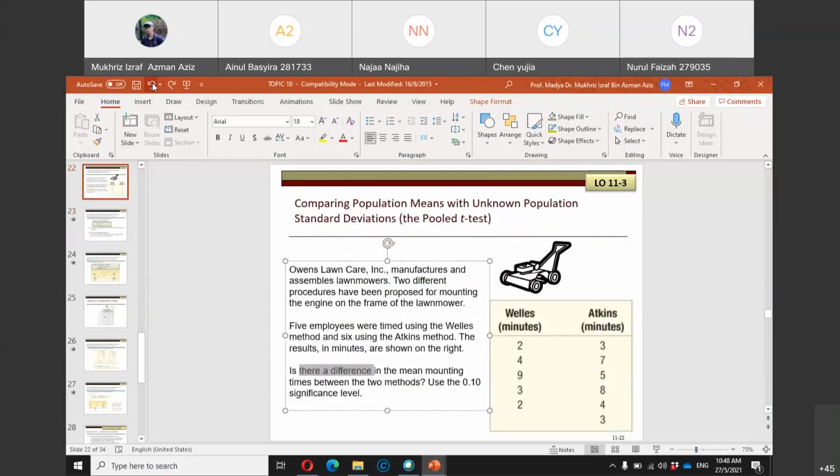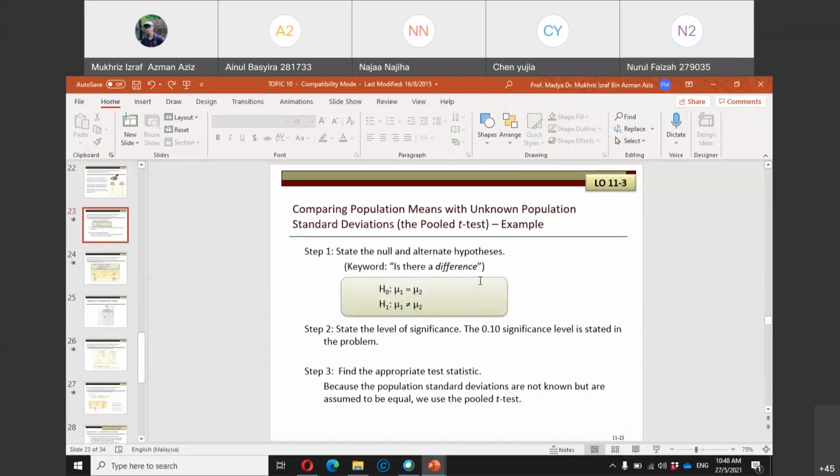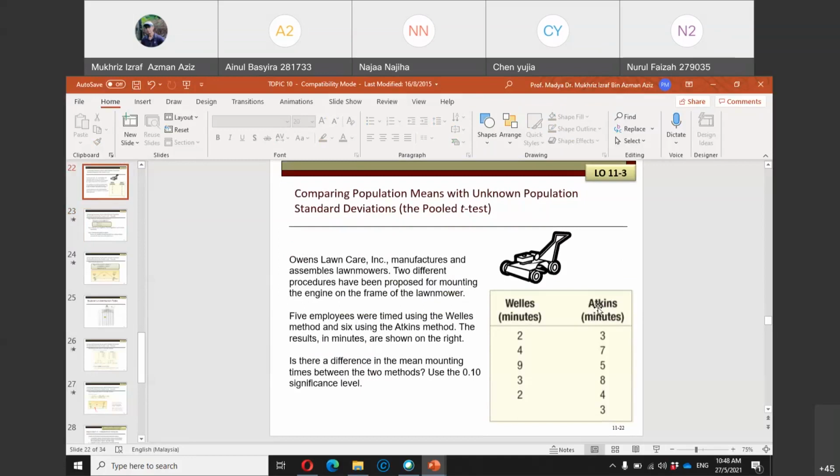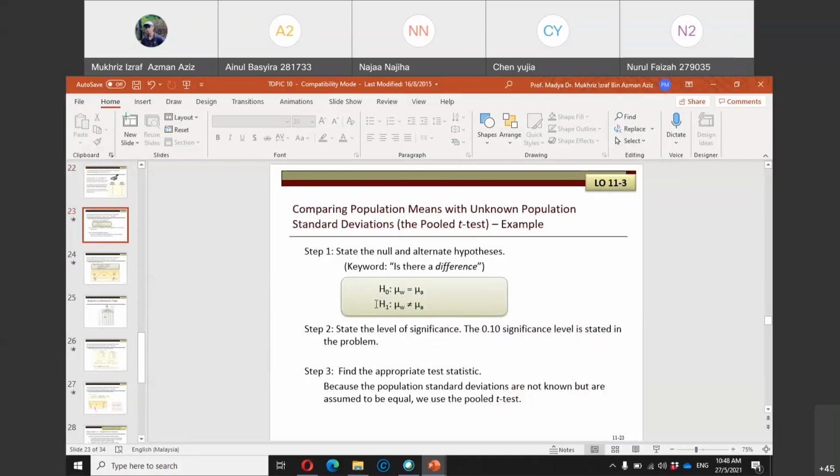If you look at the calculations later on in the next few slides, what I will do is, instead of using 1, the best will be to use W, and 2 is Atkins. The same thing here, it will be W, and this will be Atkins. So W stands for Wallis method, A stands for Atkins. So you are testing, is there a difference between the mean of Wallis and not equal to the mean time of the Atkins?